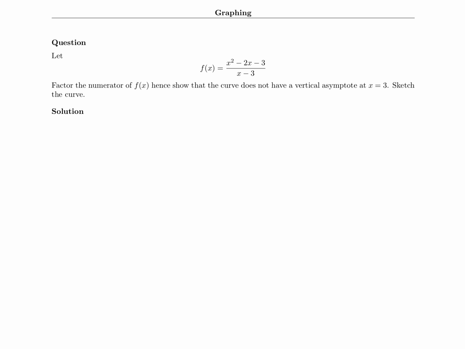Today we'll take a look at graphing the function (x squared minus 2x minus 3) all over (x minus 3), and hopefully you gain something valuable out of it. Let's get into it. In this question, we are required to show the curve does not have a vertical asymptote at x equals 3, and then sketch it.